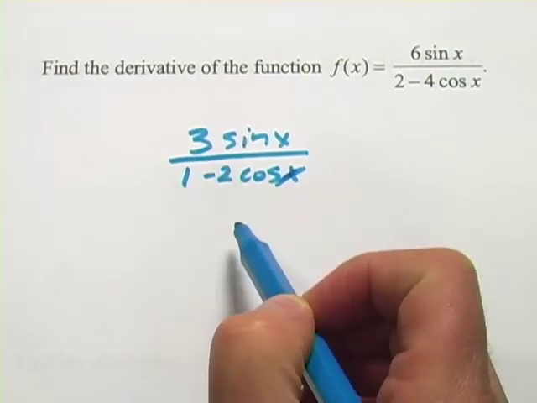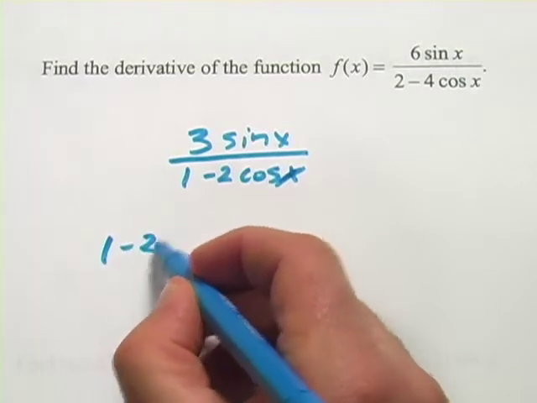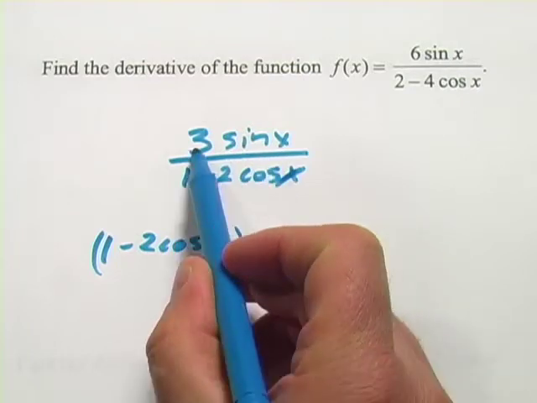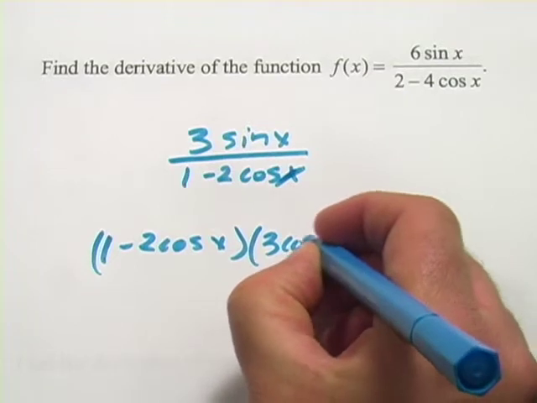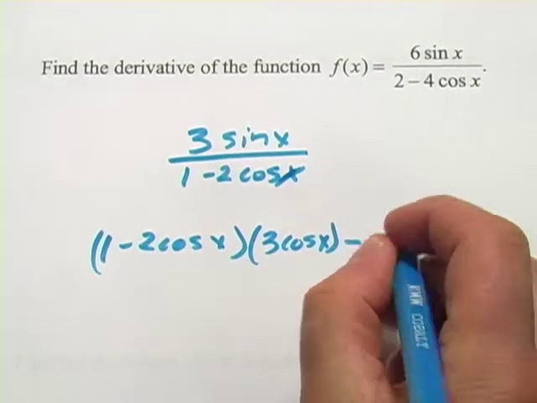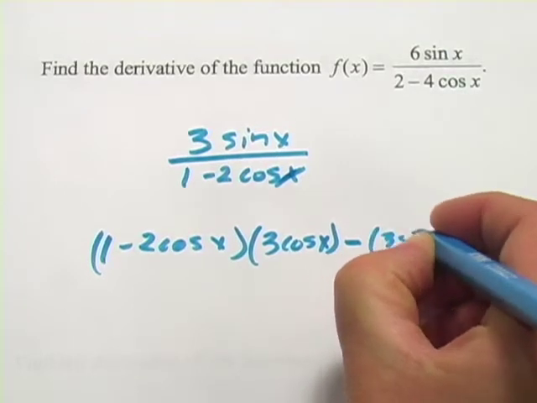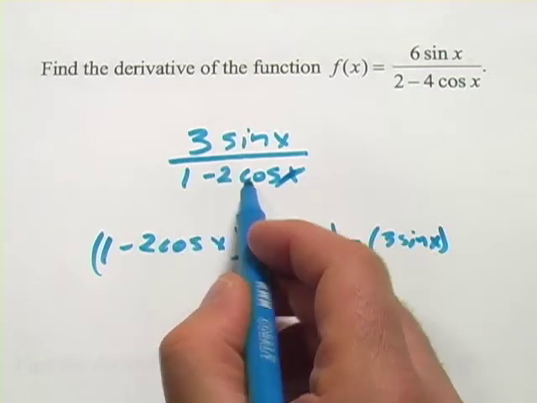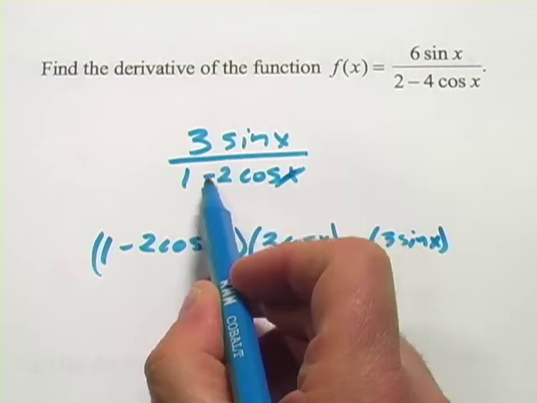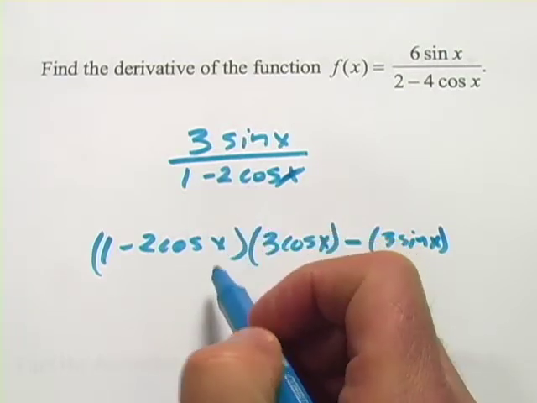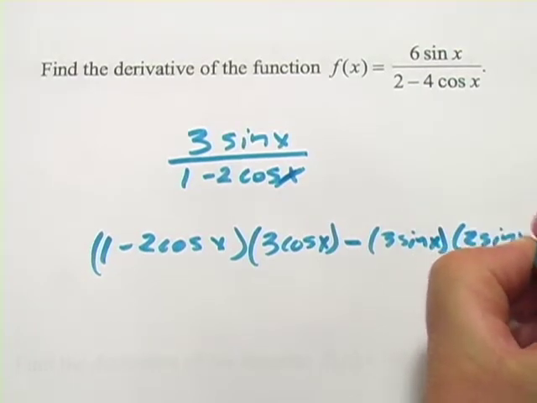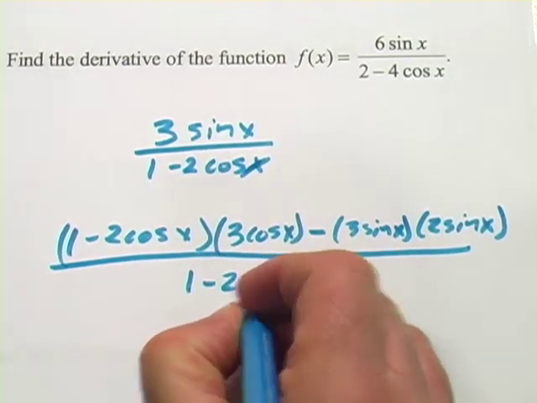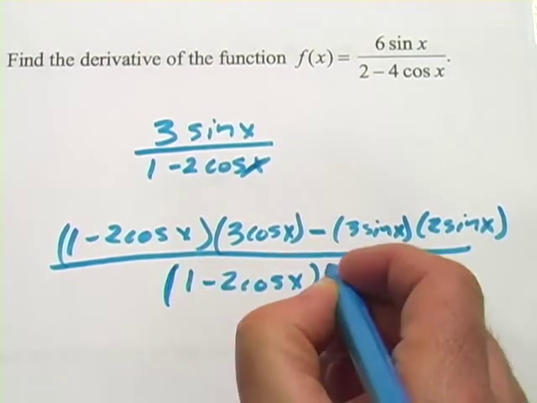Now, I'm going to start applying the quotient rule. I've got low, that's 1 minus 2 cosine x, times d high. Well, the derivative of sine x is cosine x, and my constant is 3, so that's just multiplied on. So this is 3 cosine x, minus high, that's 3 sine x, d low. And the derivative of what's on the bottom here, well, the 1 disappears. The derivative of cosine x is negative sine x, and then I've got a negative 2 as a constant. So the negative signs cancel out, and I get 2 sine x. And all of that is over low squared. So 1 minus 2 cosine x, quantity squared.